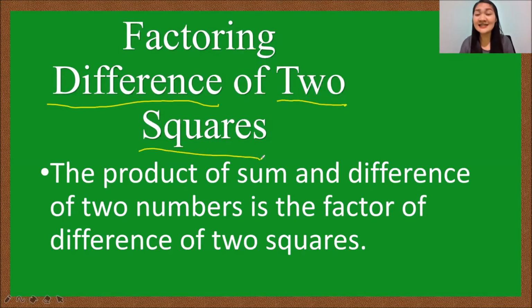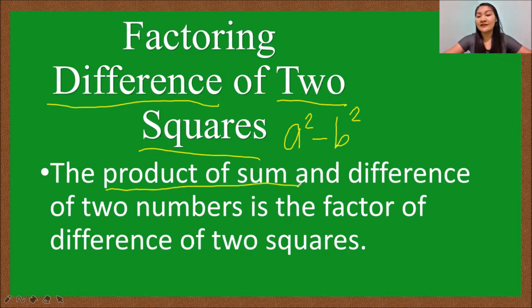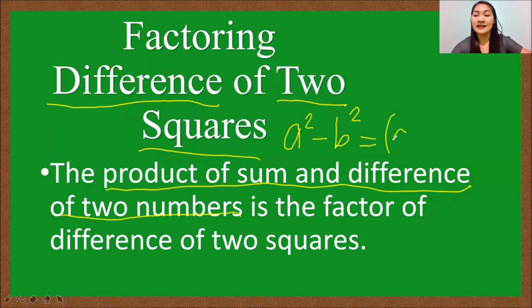So it is in the form a squared minus b squared. So the two terms are both perfect squares, and the operation is subtraction. So the factored form of this difference of two squares is the product of the sum and difference of two numbers. So the factored form of these two terms is the quantity of a plus b times the quantity of a minus b.